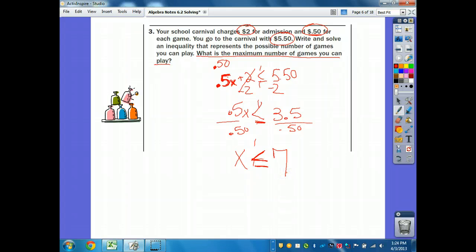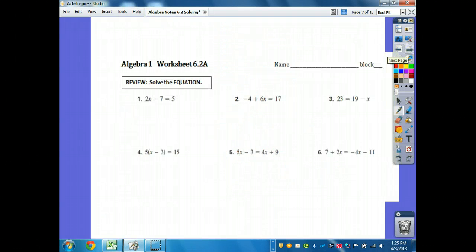So in words, what did we just solve for? It says, what is the maximum number of games that you can play? The maximum number of games you can play is 7. So am I done? If that was my word problem, just circle that like that? No. You need to label. Label 7 what? Games. All right. Here's your worksheet.